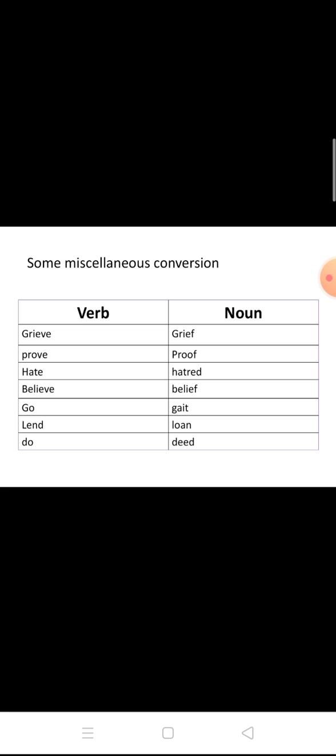So this was all that we learned today, how we can form a new word from a verb to a noun. This is your homework, that you have to learn these tables as they are. With this, we end our class and we will continue this chapter in the next class.